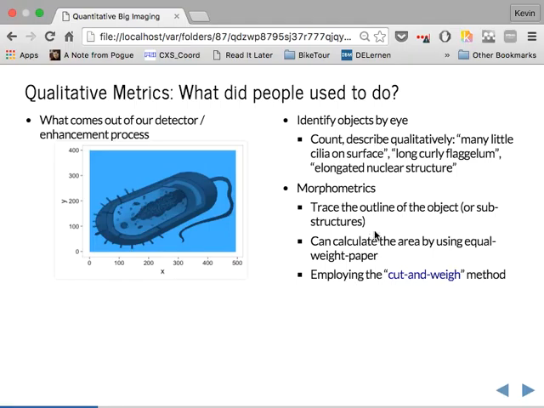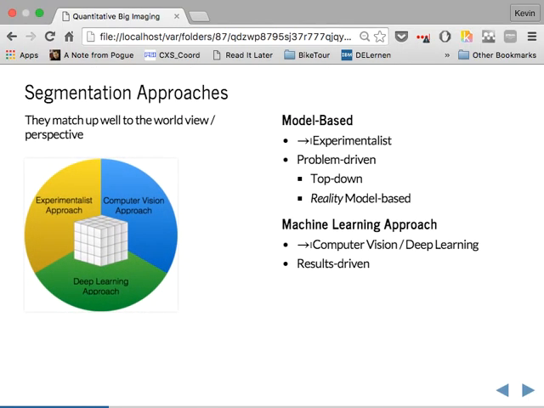You could even do morphometrics in a quasi-qualitative way, where you print the image out on equal weight paper, cut it out and weigh it, and that would tell you the area of whatever feature you were looking at. I guess that's quasi-quantitative, but it's not really scalable, because if you're not very good at cutting with scissors, it doesn't give you a very reliable result.